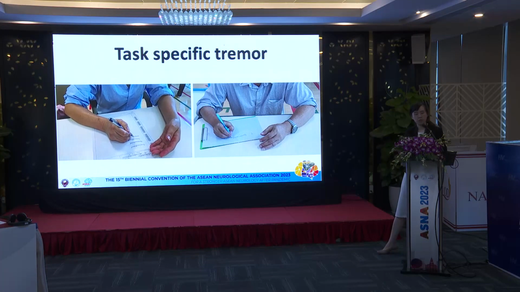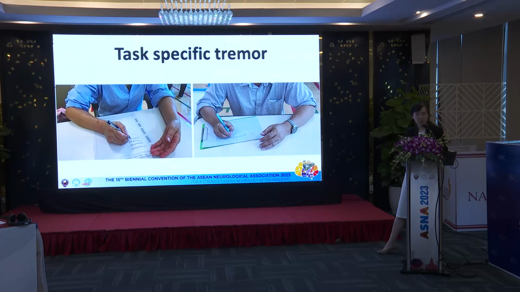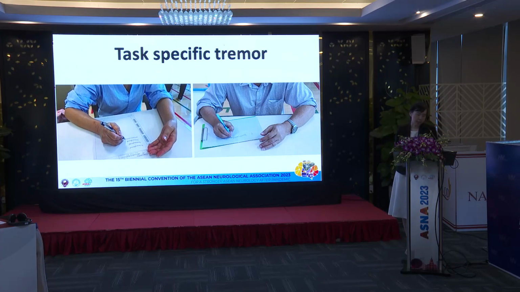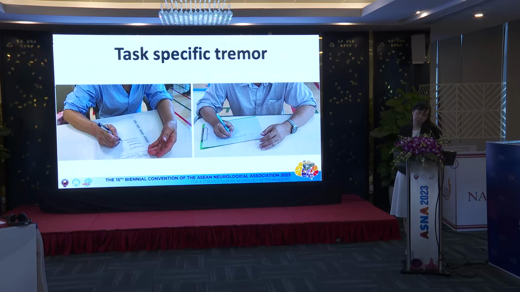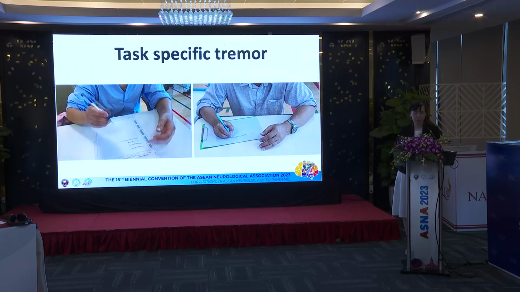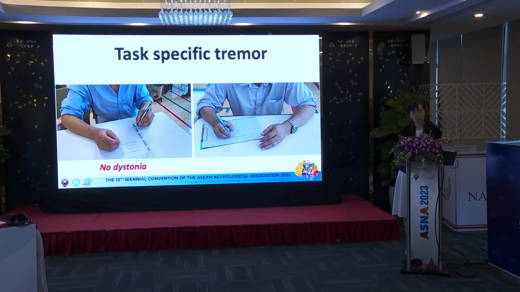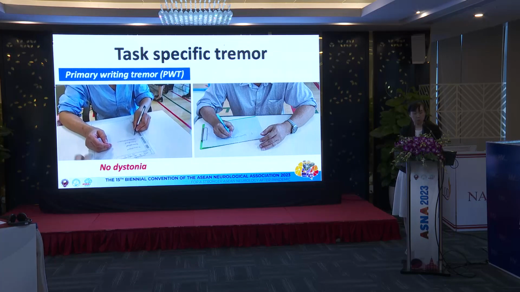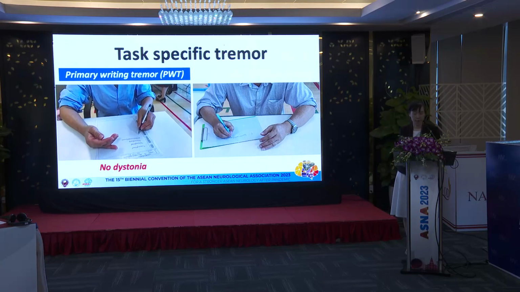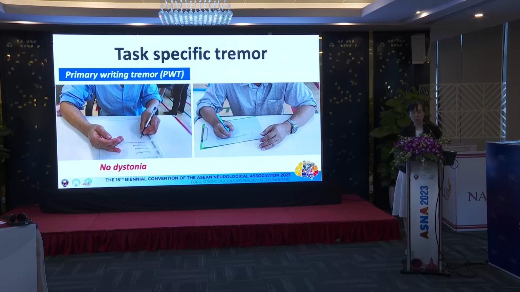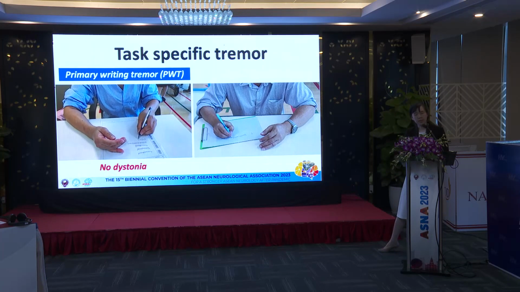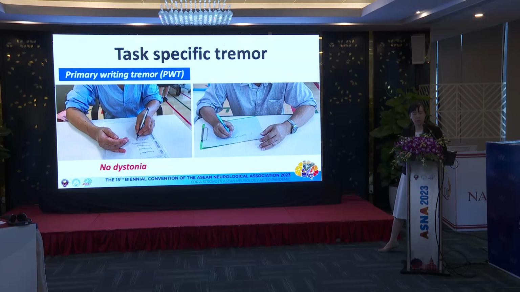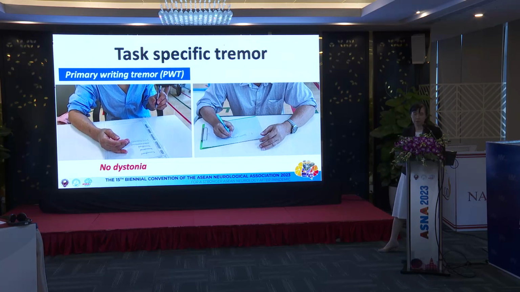How about the task-specific tremor? This gentleman has tremor while writing. But when you look at his hand, as we learned from the workshop yesterday as well, I think it's sometimes difficult to say that the patient has dystonia, right? There is no abnormal posture and no overflow, and when we ask him to write with the contralateral hand, we rarely see dystonia with mirror movement. So it could be in the category of primary writing tremor, which is a controversial issue as well: is this in the category of dystonic tremor, or is this part of essential tremor?